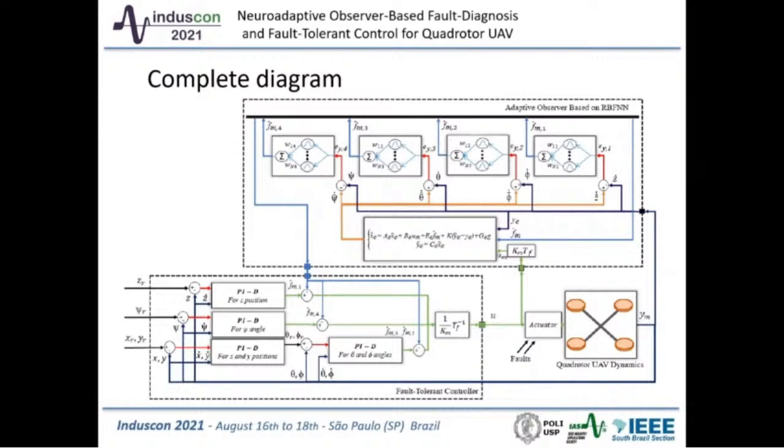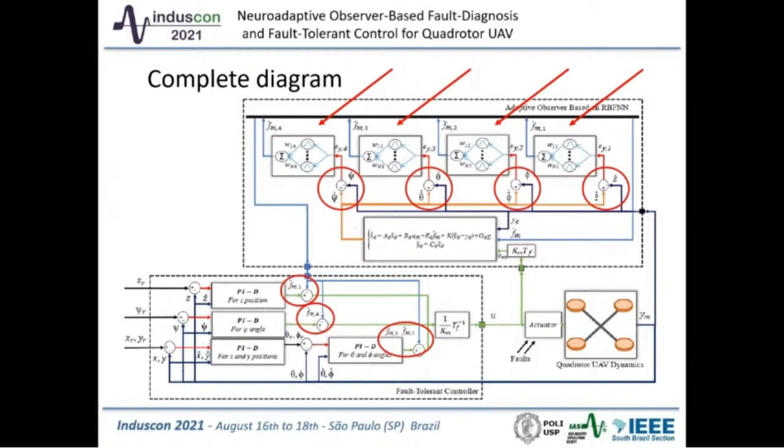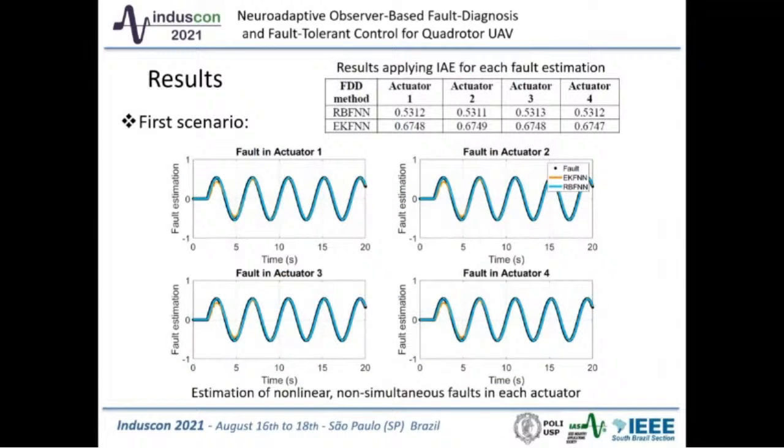The adaptive observer is based on the fault estimation provided by each radial basis function through each state estimation error, and the FTC system uses the information of the FDD structure to counteract the faults in the actuator. The first simulated scenario considers faults being applied to each actuator in a node simultaneously to analyze the accuracy and speed of fault estimation. The results are compared with another method that uses an extended Kalman filter to train an adaptive neural network.